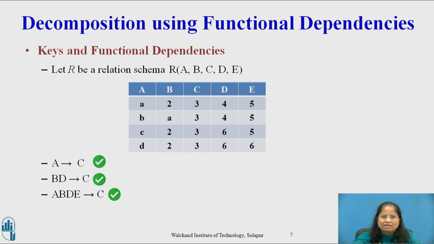Let R be a relation schema with the 5 attributes A, B, C, D and E. A functionally determines C holds on this relation, as the attribute value of C on the right side of the functional dependency for all tuples in this table is the same. So BD functionally determines C and ABDE functionally determines C also hold for the same reason. So whenever the right hand side of the functional dependency contains a single attribute and that attribute has the same value for each tuple of the relation, then that functional dependency always holds on the relation.